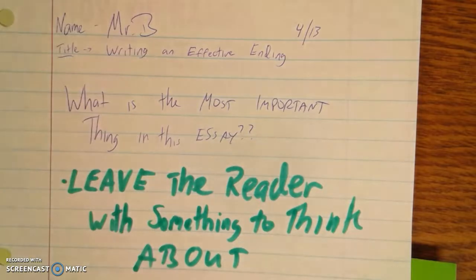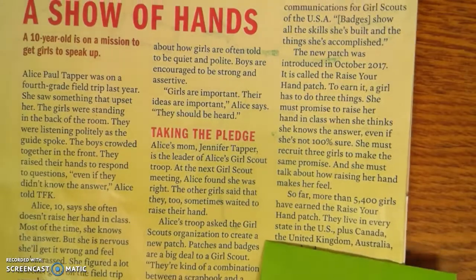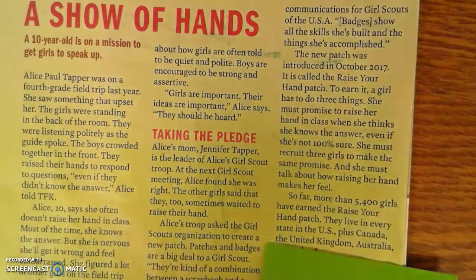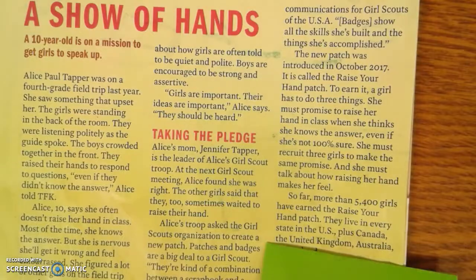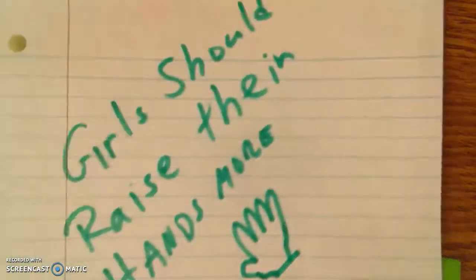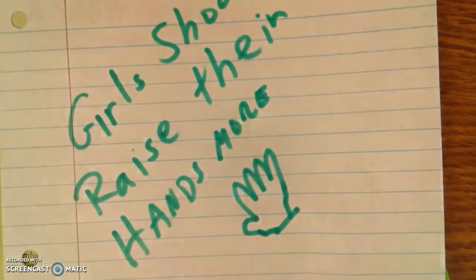So, looking at this essay, show of hands, what is the most important thing in this essay? I'd like you to answer that right now on that piece of paper. What is the most important thing in the essay? Answer that question and then resume the video. You got it? Did you write it down? Did you draw an awesome picture of a hand? You can do that too if you want.